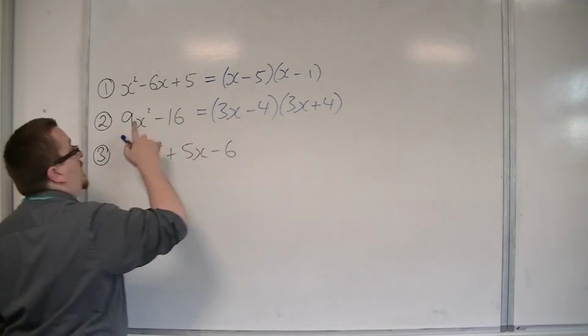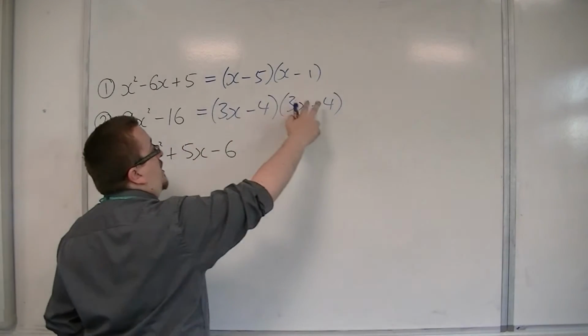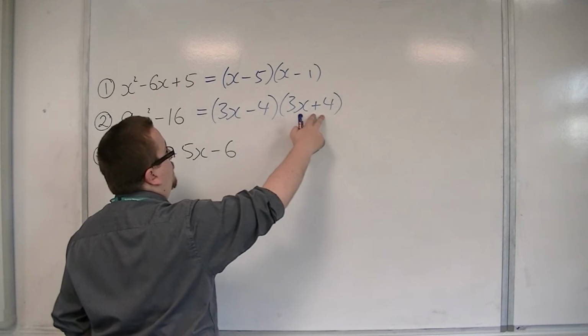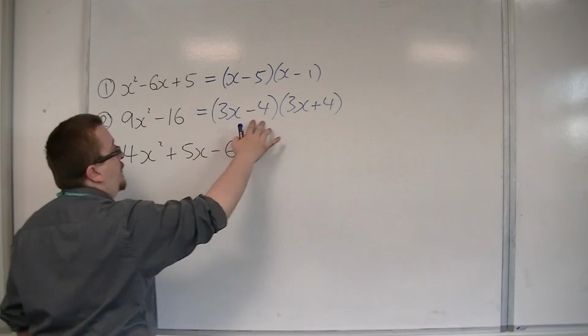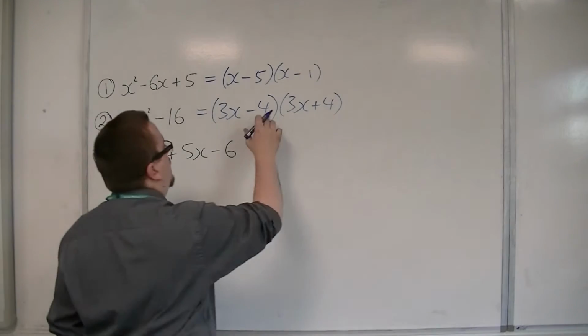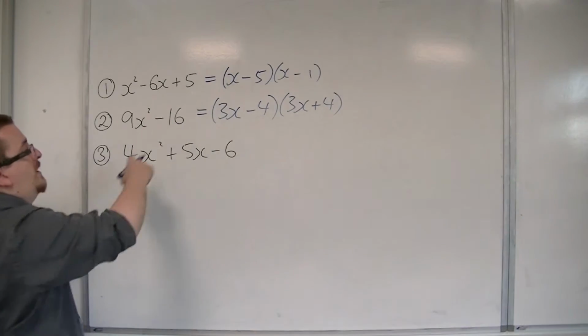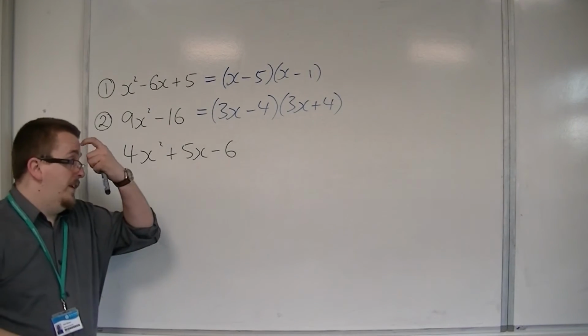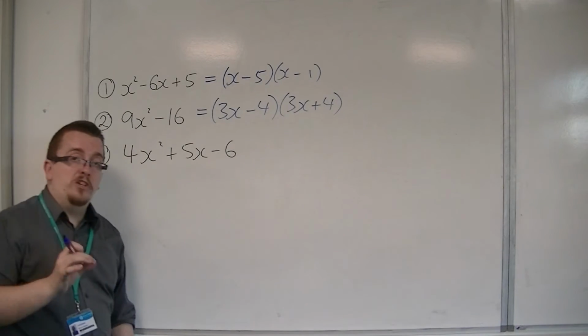3x times 3x makes the 9x squared. 3x times 4 is 12x. And then we've got minus 4 times 3x is minus 12x. They cancel each other out, and you're left with a minus 4 times 4, which makes the minus 16. Okay, so that's how you'd factorise the first 2.